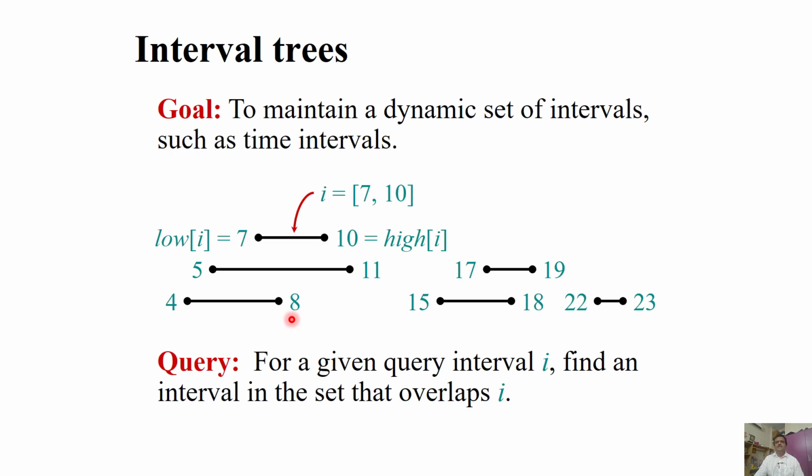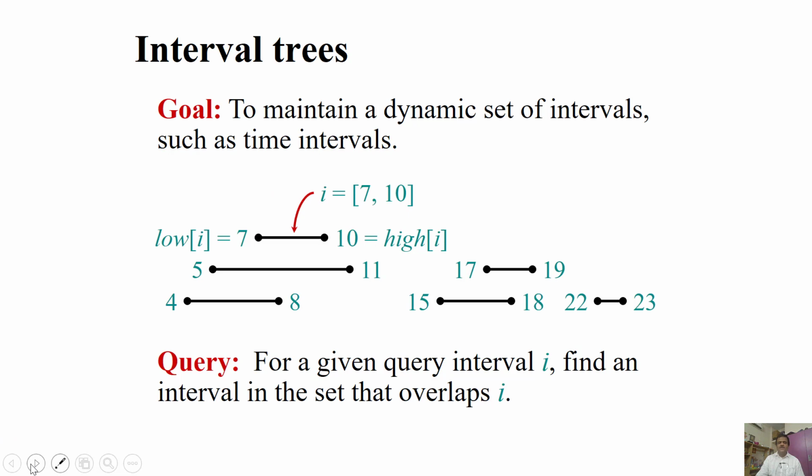We will see the interval tree when we draw it. So this is the problem: we have a dynamic set of intervals, and given a search interval, we need to find an interval in the set that overlaps with it.